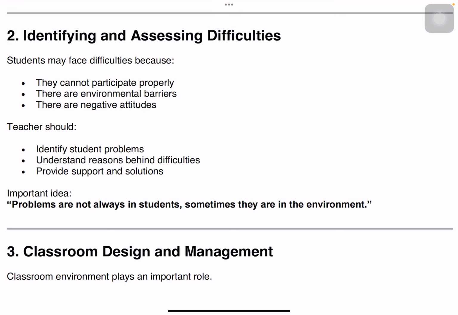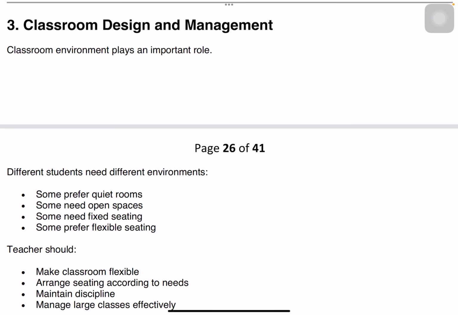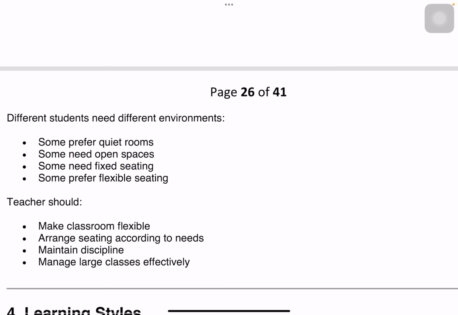Important idea: problems are not always in the student. Sometimes they are in the environment. Classroom design and management: the classroom environment plays an important role. Different students need different environments. Some prefer quiet rooms, some need open spaces, some need fixed seating, some prefer flexible seating. Teachers should make sure the classroom is flexible, arrange seating according to the needs, maintain discipline, and manage large classes effectively.